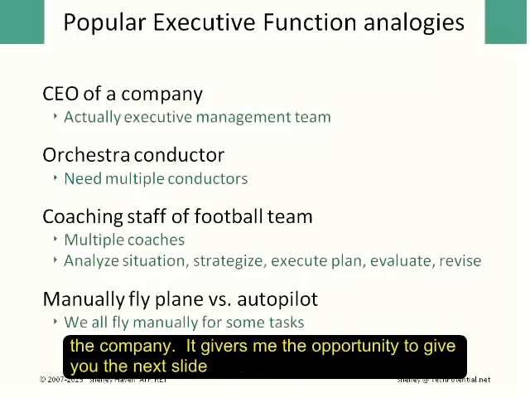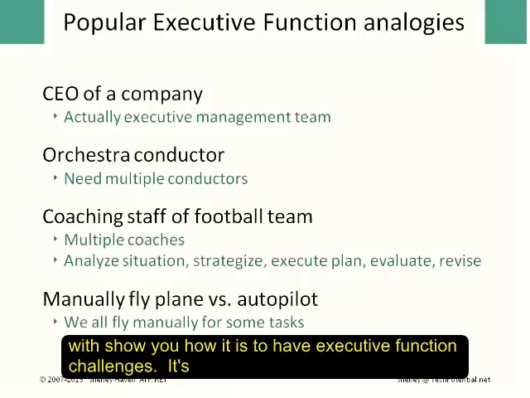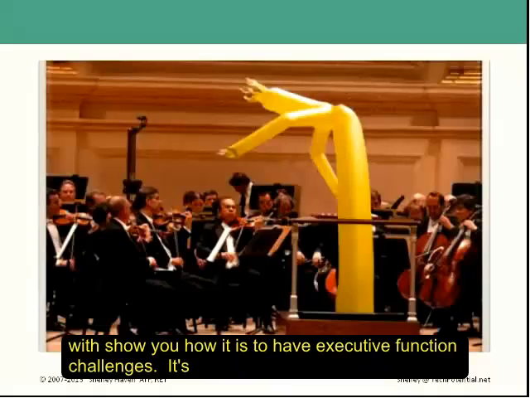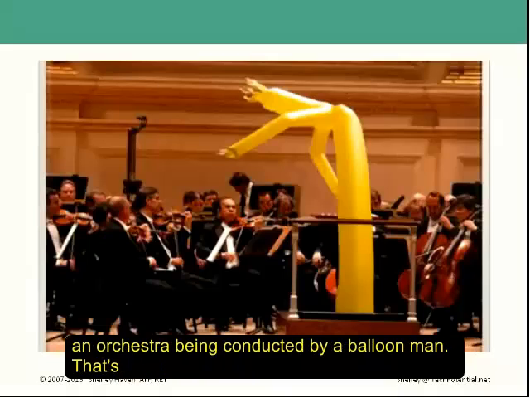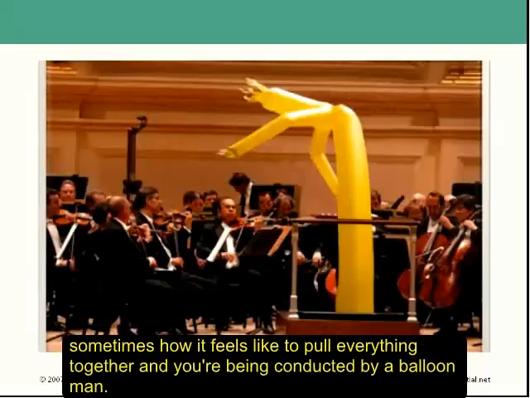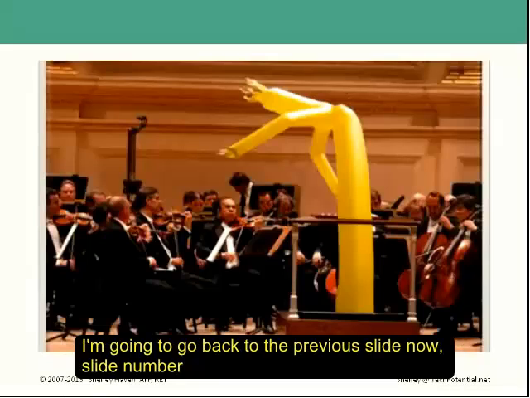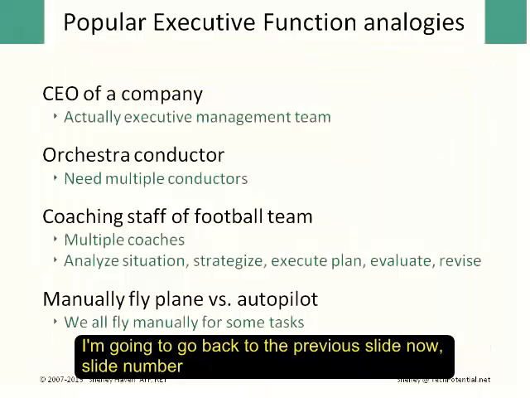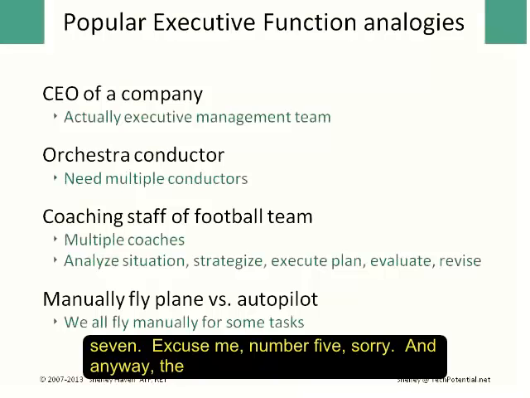Now it's kind of analogous to the CEO of a company, but I mainly put that analogy in there because it gives me an excellent opportunity to show you the next slide, which gives a really good visual on what it feels like to have executive function challenges. This is a picture of an orchestra being conducted by one of those balloon men that you see at used car dealerships that are just kind of blowing all around and waving their arms. Sometimes that's what it feels like, trying to pull everything together, and that you're being conducted by a balloon man. So I'm going to go back to the previous slide now, slide number 7. Excuse me, slide number 5. Sorry.